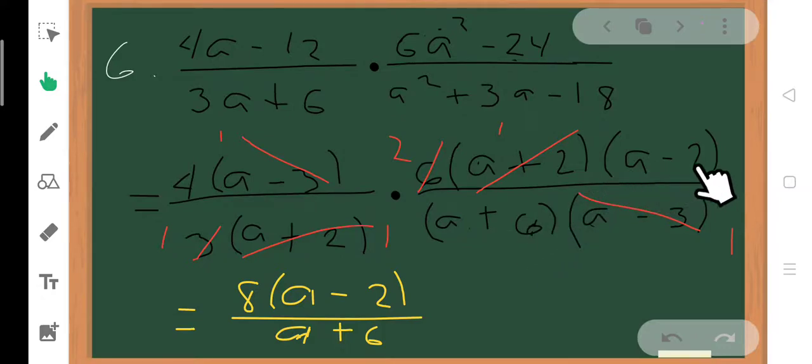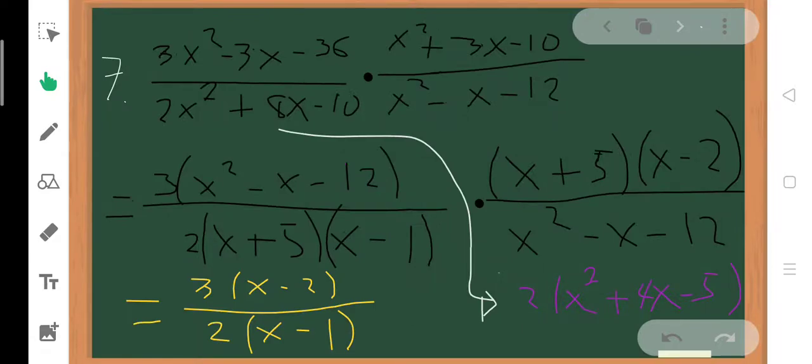And for this binomial, just copy a minus 2. And then in the denominator, we have a plus 6, since 1 times 1 times 1 times a plus 6 is a plus 6. So this is now our final answer: 8 times the quantity of a minus 2 all over a plus 6.